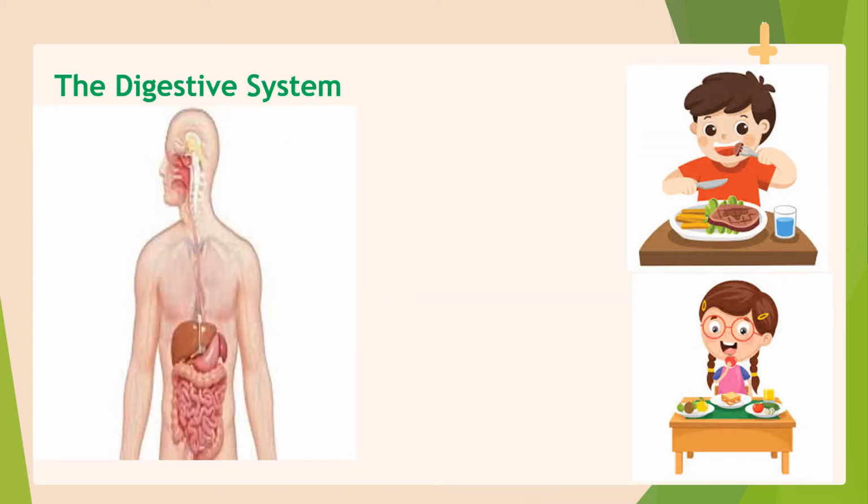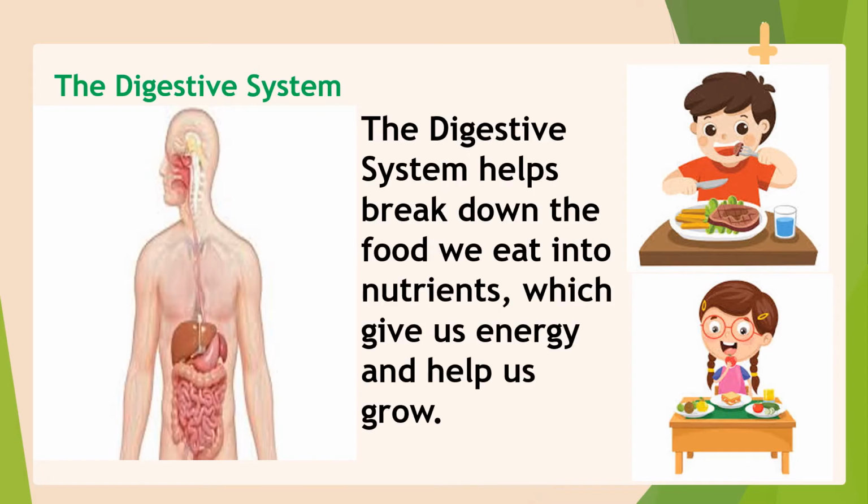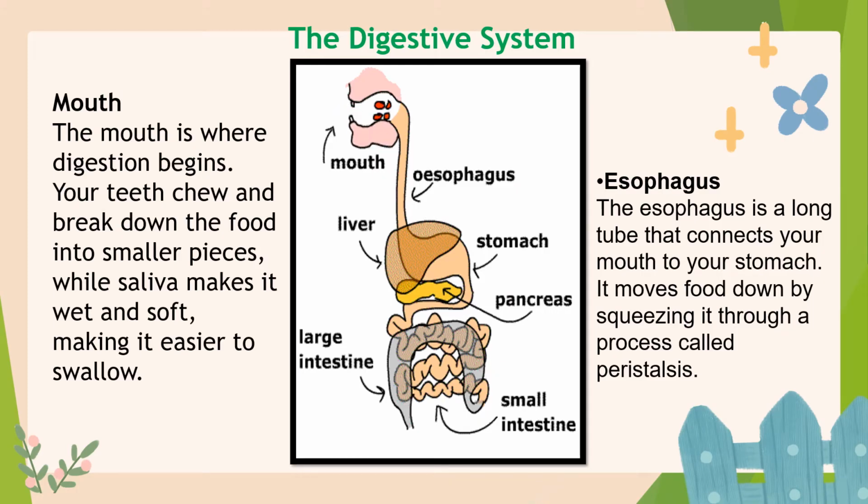Okay, let's learn about the important job our digestive system does every time we eat. Our body is like a machine, and the digestive system helps break down the food we eat into nutrients, which give us energy and help us grow. Let's look at each part and understand its role.